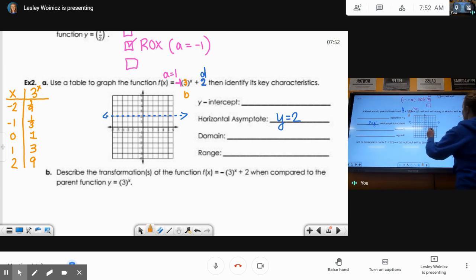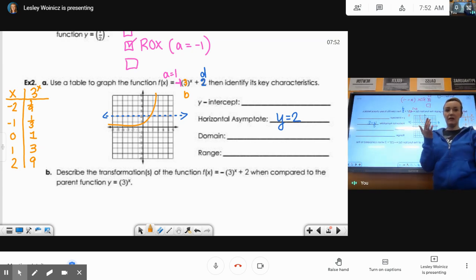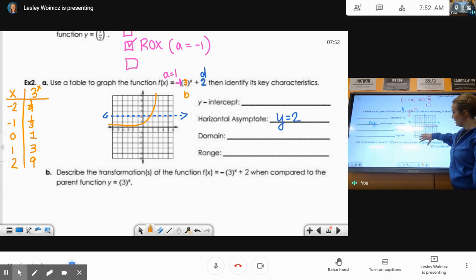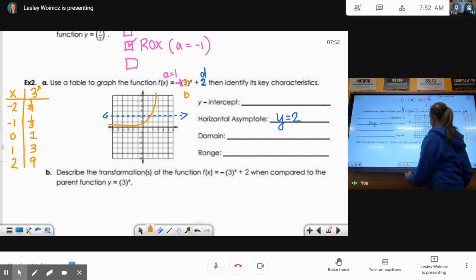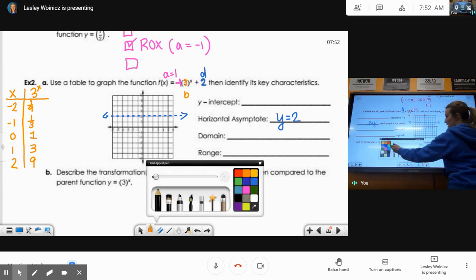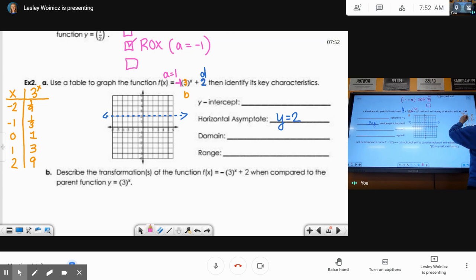My parent is going like that. But I don't want the parent. I want it reflected and then shifted up. So first I'm going to reflect it and then shift it up 2 units. The reflecting happens when I take all of my outputs and multiply them by -1. So that'll be, I didn't leave myself much room, did I? Whoops. -1/9, -1/3, -1, -3, and -9. That's my reflection.